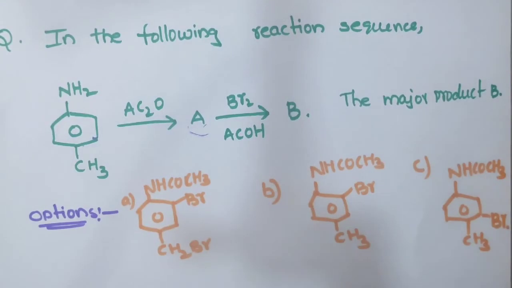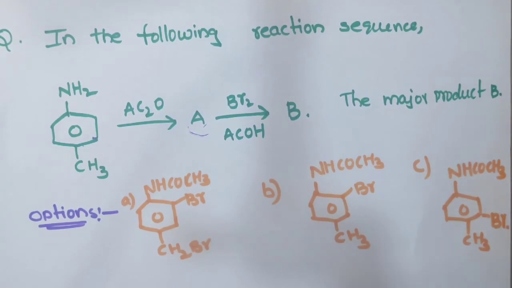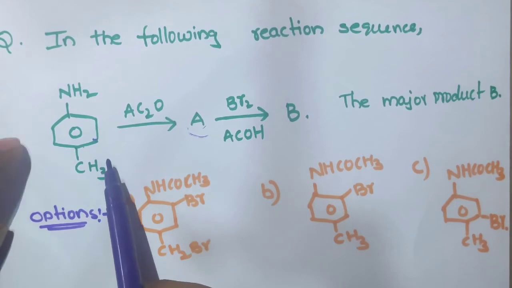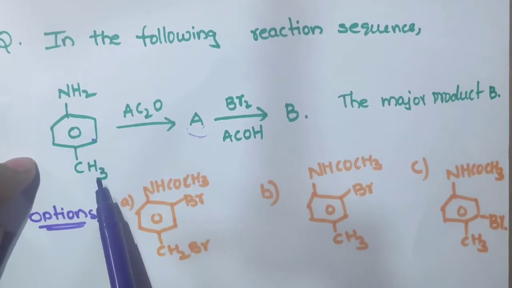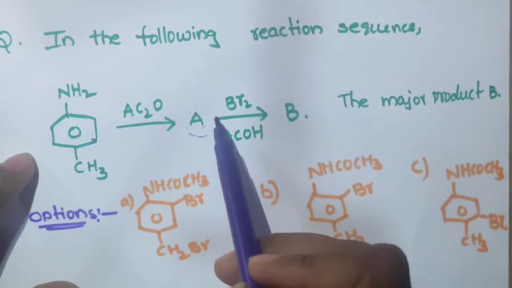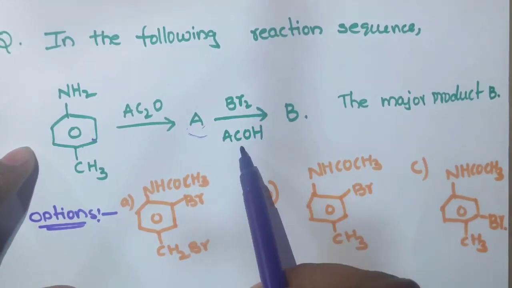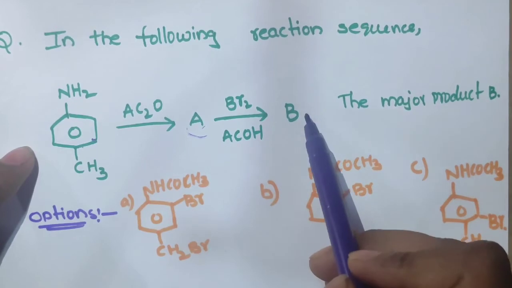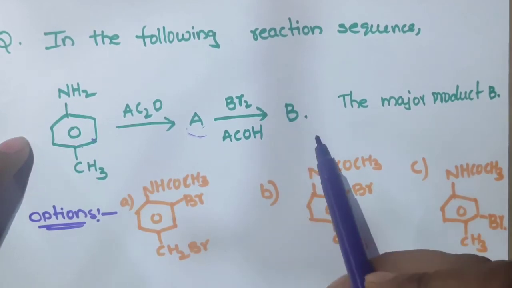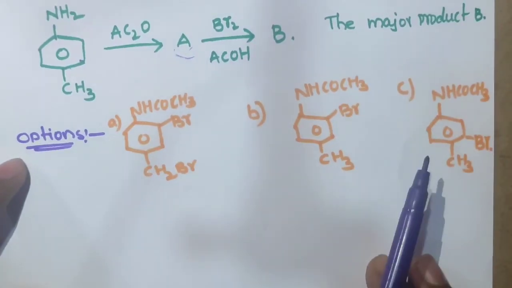Hello everyone, in this video I am going to discuss one of the most important organic reaction sequences. Here we have a substrate, that is an aniline derivative, and when we treat this with acetylacetone, we have an intermediate product A. Upon treating this intermediate product with bromine in the presence of acetic acid, we have our final product B. So we have to find this final product and choose the correct option from these three options.